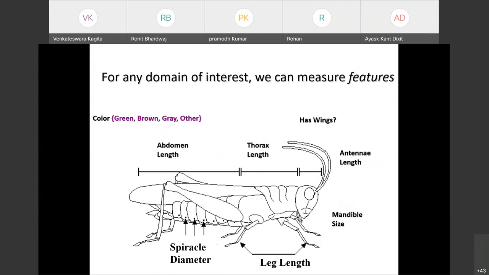So for any domain of interest, we can measure the features from the image. Like for example, the features that we may be interested in may be abdomen length of the insect, thorax length, or whether it has wings or not, what is the antenna length, or what is the mandible size, what is the spherical diameter, what is the leg length. These are the different features that represent the insect. Okay, so let's not confuse with so many number of features and just take 2 features.